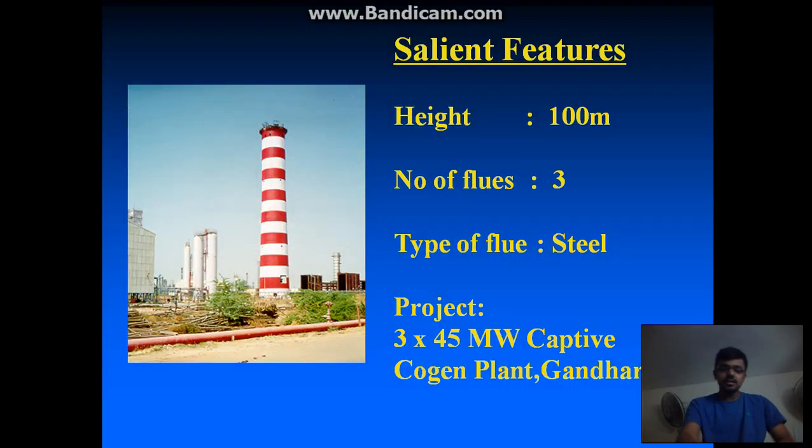So these are typical salient features of the chimney from the Kogan plant, Gandhar, and as you can see, the number of flues is 3, the height is 100 meters, and the type of flue is steel. So it's a kind of steel design chimney which you can go through once. And this is all for our design of chimneys.